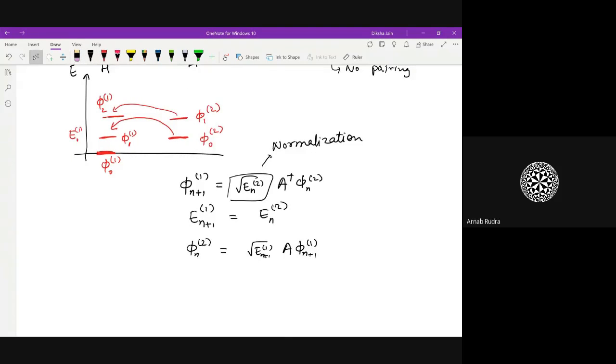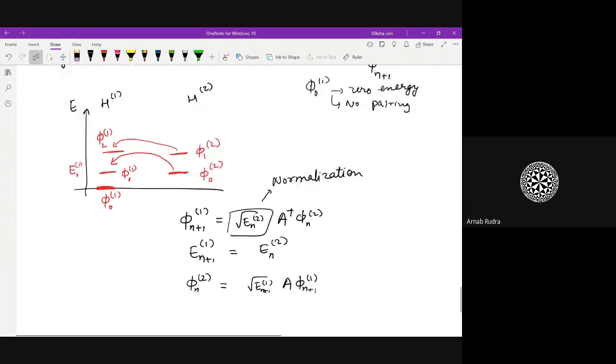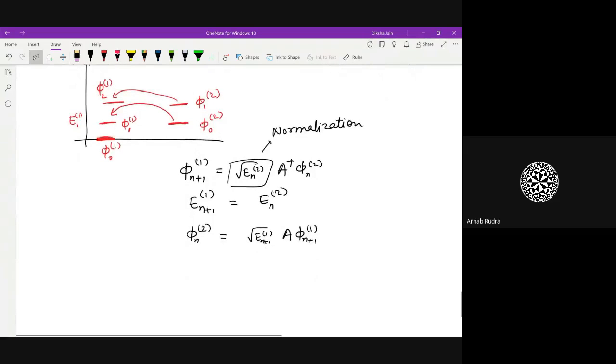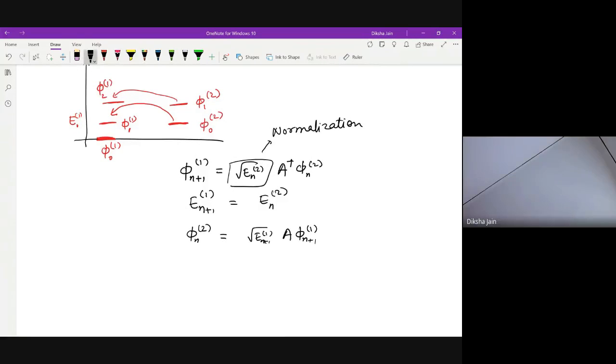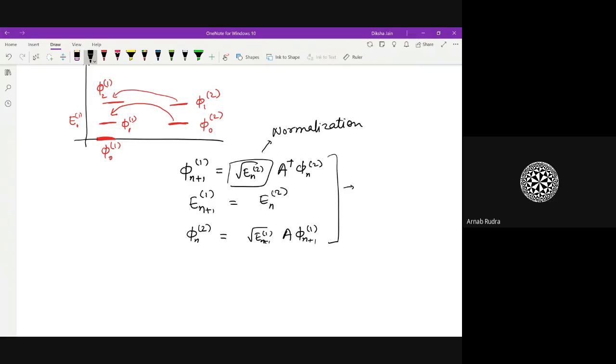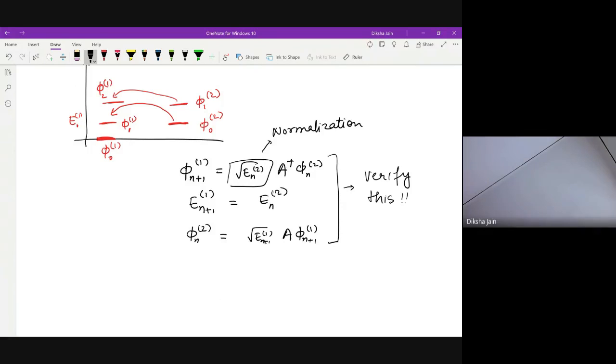So Diksha, I think the moment you do the example, it will become more clear actually. Okay, yeah. You're planning to do hydrogen atom, right? Yeah. I think this is a bit formal, so that will be very clear. Then, yeah. So okay, you can try to verify this.